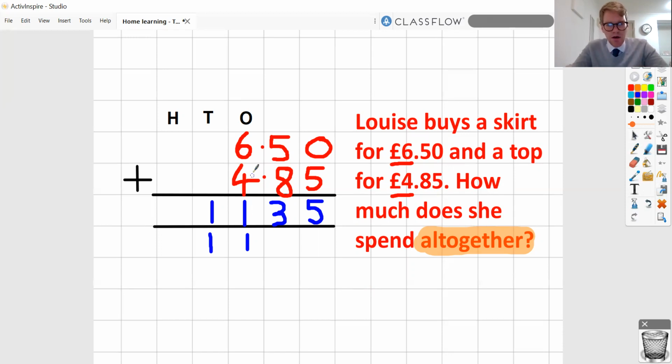So I've got a decimal point here, so the one in my answer needs to be in the same place. It all needs to be lined up nicely. This decimal really acts kind of like a column in and of itself, in that it needs to be lined up in the same way throughout all the numbers and all the digits we've got there. So it's £11.35 for a skirt and a top, bargain.